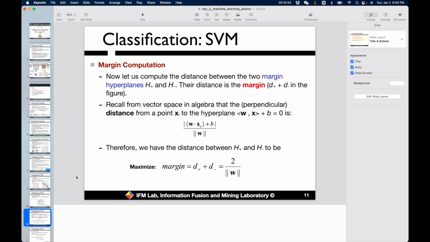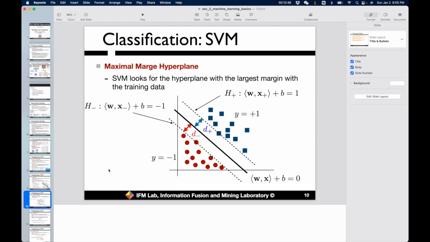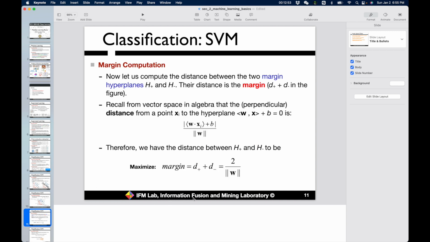Therefore, the gap between H plus and H minus will be equal to 2 over the norm of w. You can follow me, right? In this way, we can define the gap between two parallel lines.